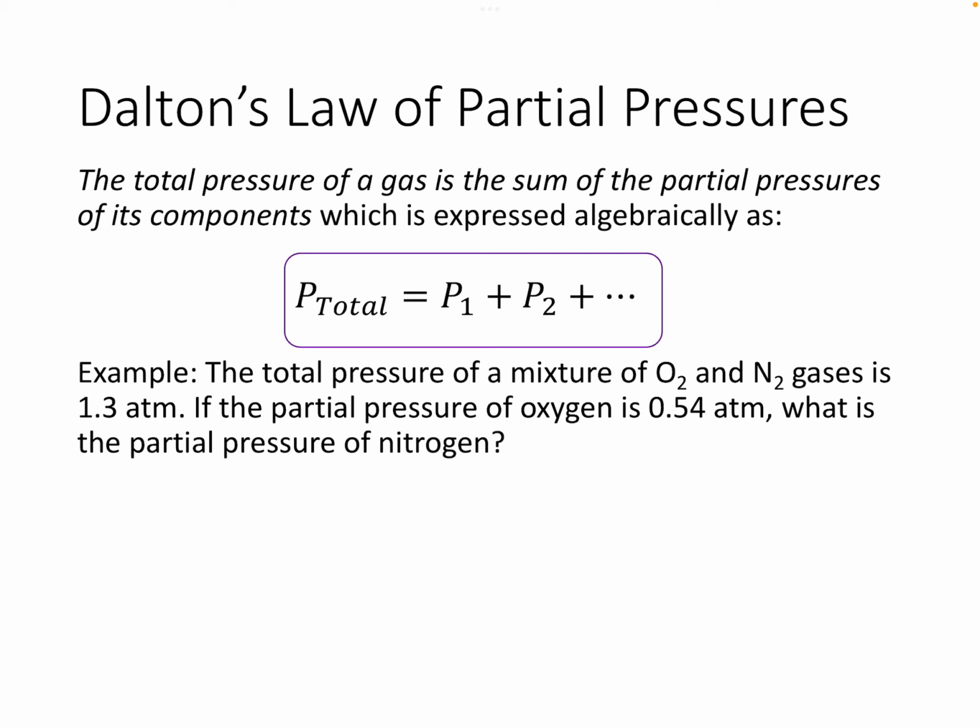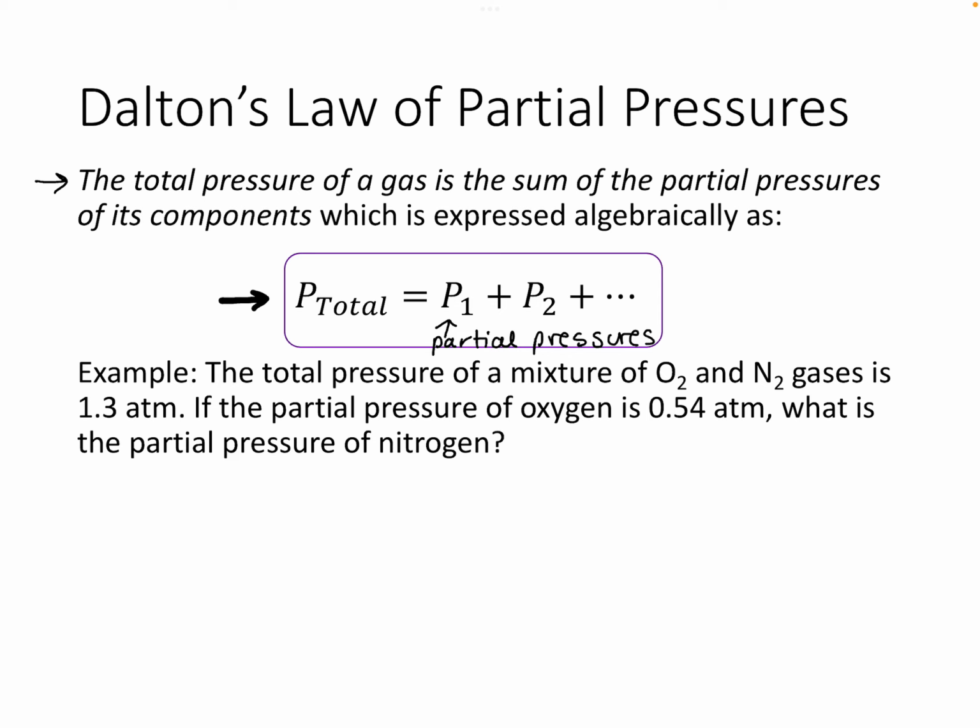So this equation is called Dalton's law of partial pressures. This tells us that the total pressure of a gas is the sum of the partial pressures of its components. So the other way we can say that, P total is equal to P1 plus P2 plus P3, etc. These are the partial pressures, the P1, P2, etc., and they're just going to add up together to equal the total pressure of our mixture.